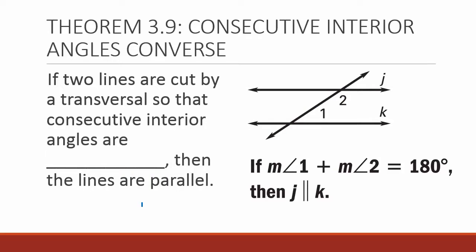Theorem 3.9, consecutive interior angles converse. If two lines are cut by a transversal so that consecutive interior angles are supplementary, then the lines are parallel. In this case, we notice that angle 1 and angle 2 are on the same side of the transversal and that they are inside the parallel lines, and we know that the measure of angle 1 plus the measure of angle 2 is equal to 180 degrees, then we can say that line J is parallel to line K.